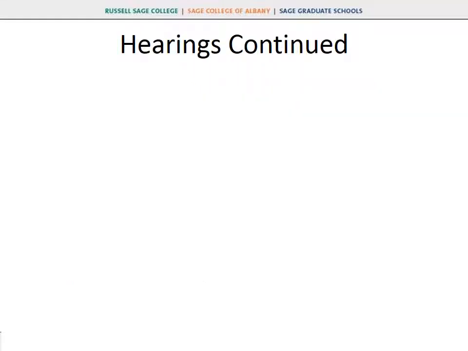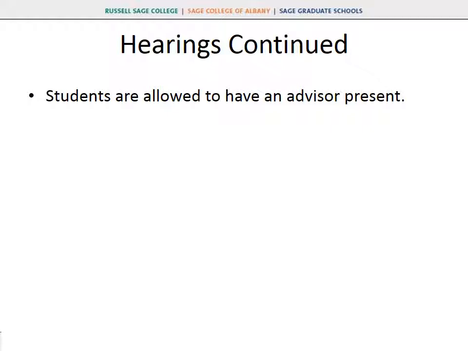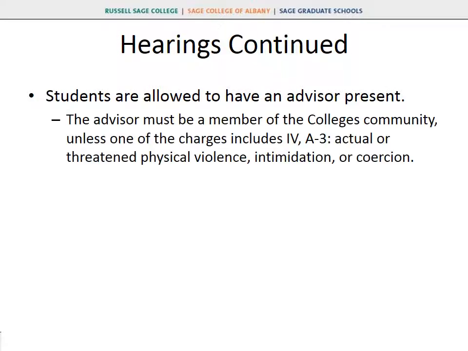Hearings continued. Students are allowed to have an advisor present. The advisor must be a member of the college's community unless one of the charges includes Section 4A-3, which is actual or threatened physical violence, intimidation, or coercion. In this case, students may select anyone to be their advisor, including an attorney. However, regardless of who a student selects, no advisor is permitted to speak or to participate directly in any Student Conduct Board hearing.